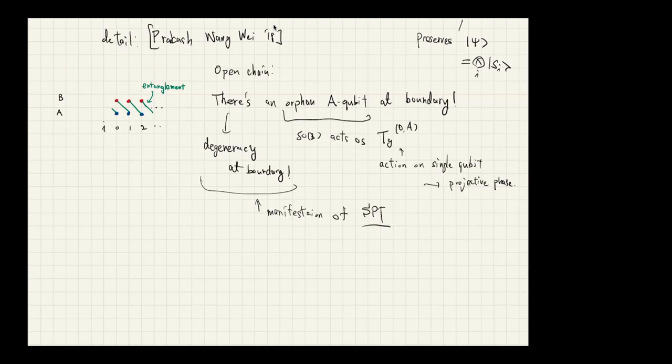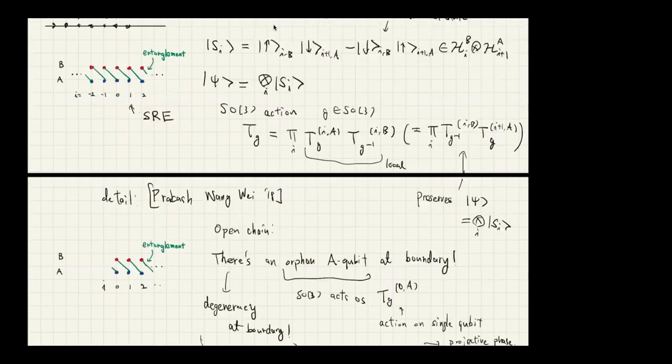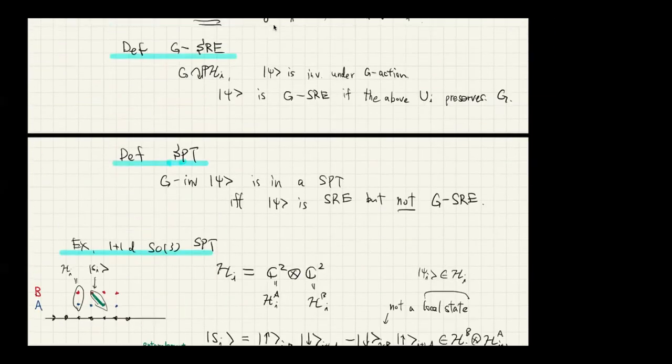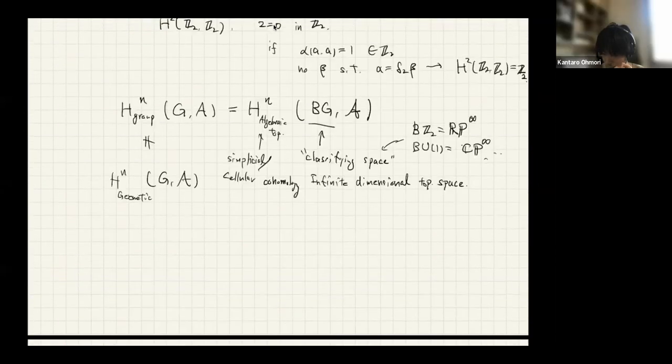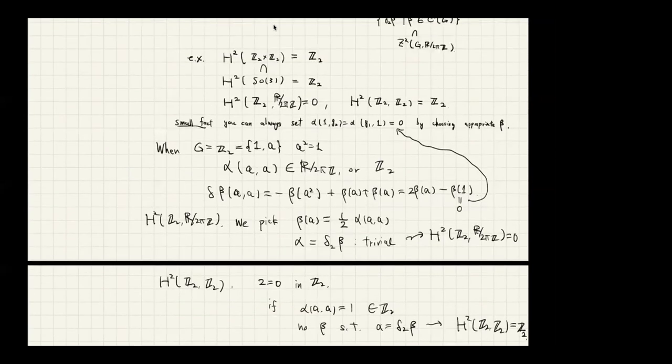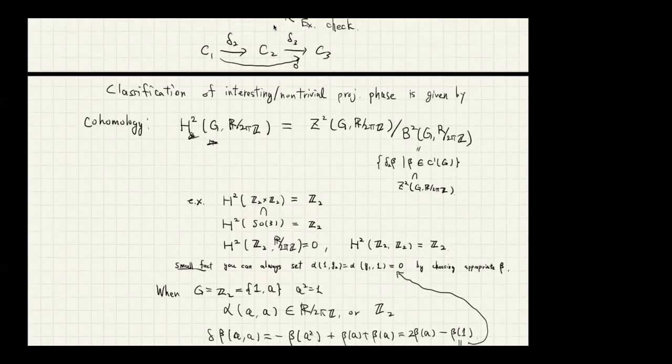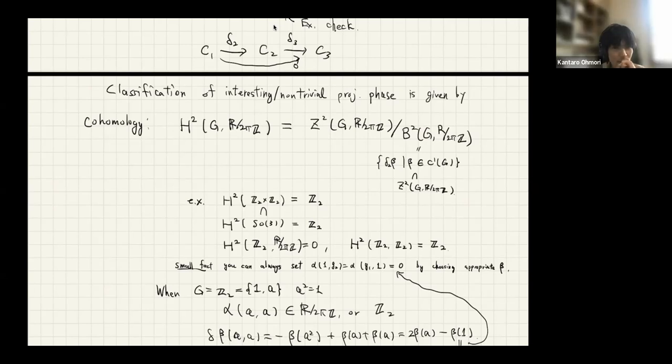I have another question. You mentioned this classification of projective phases by group cohomology. If you consider the perturbative anomaly, then that can be classified, for example, by the anomaly polynomials, right? In six dimensions. So what is the relation between those two? Good question, and that's actually not very easy.